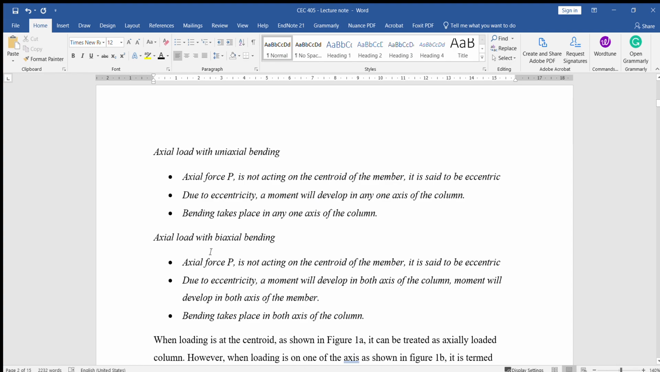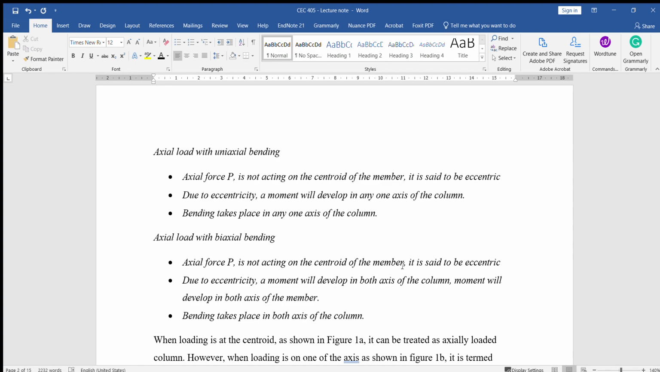But when we have it in biaxial, that is true double axial bending, the axial force P is not acting on the centroid of the member. It is said to be eccentric, and due to this eccentricity, a moment will develop in both axes of the column.